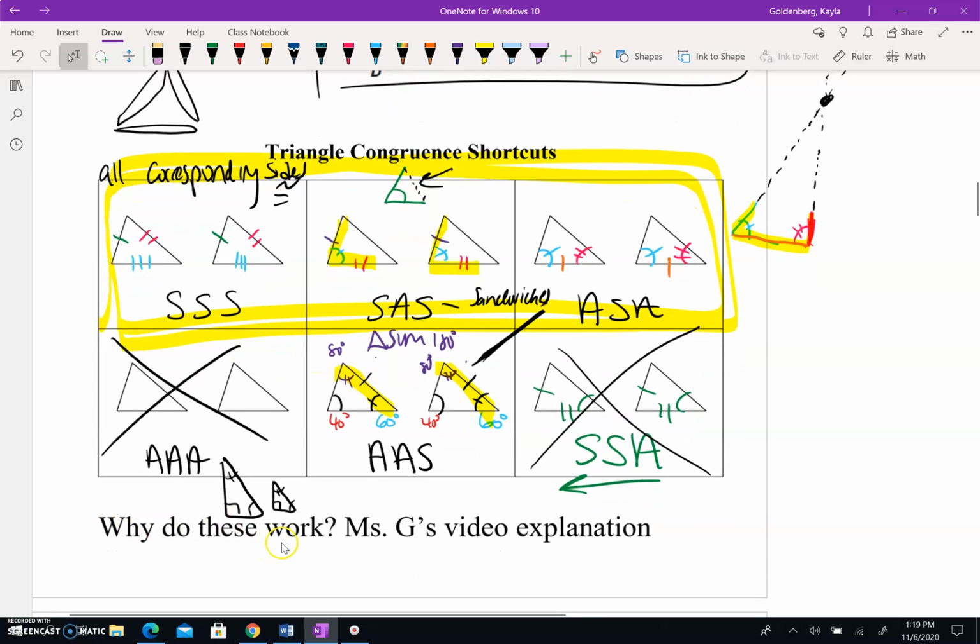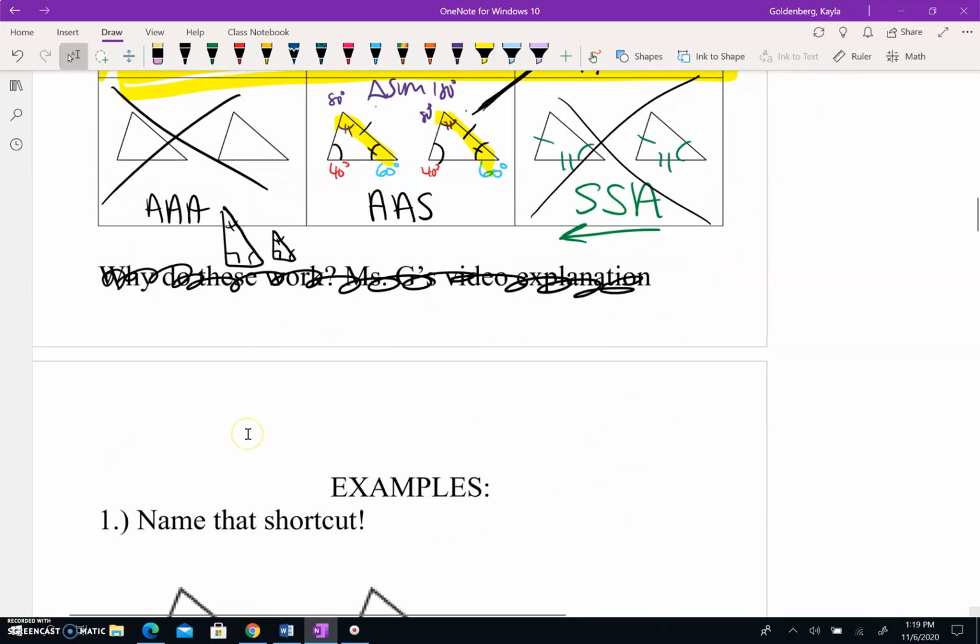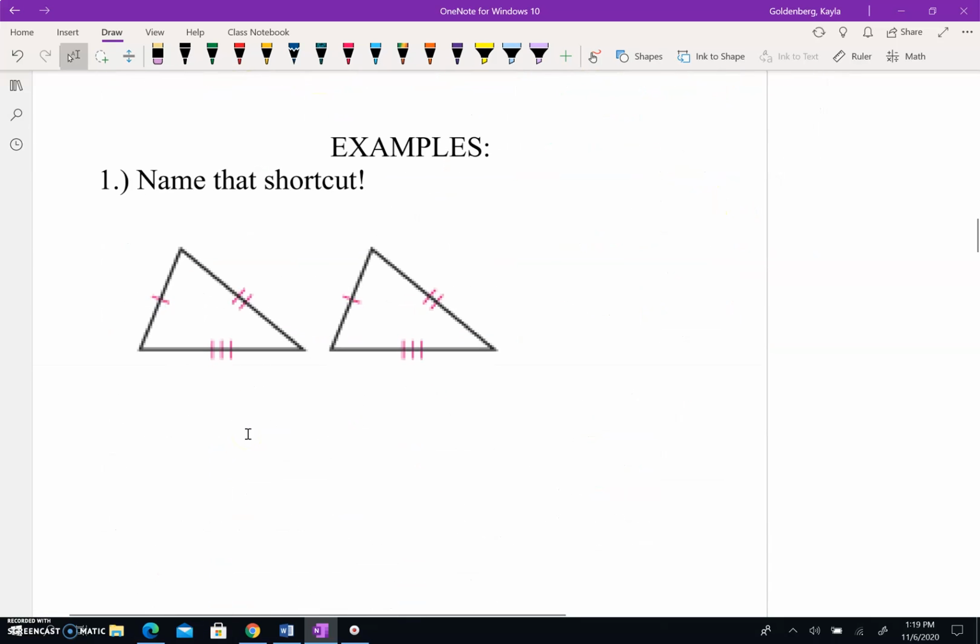We kind of just did this, so I don't think I need to make a secondary video explanation. We rehashed what we talked about in Desmos. Now, I've got a couple of examples just to practice your shortcuts, to make sure you're feeling good. We're just going to practice naming the shortcut for why the triangles are congruent. So I'm going to have you pause your video, and unpause when you're ready.